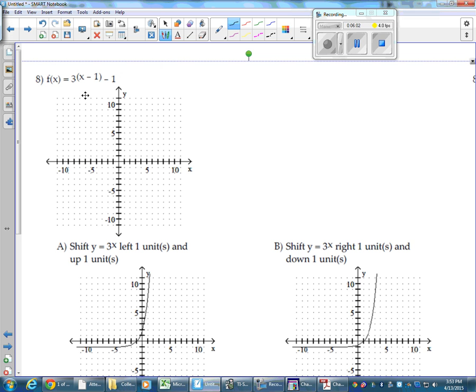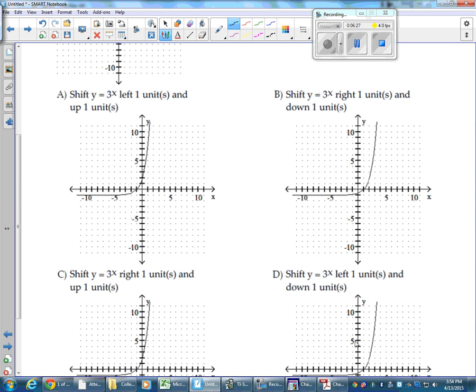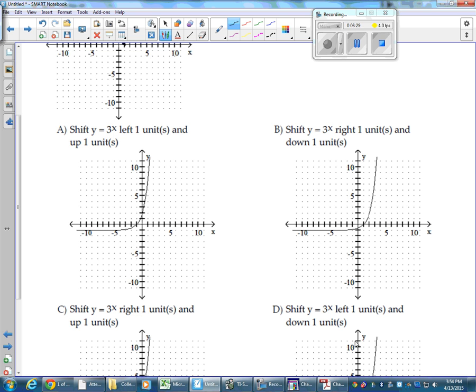Number 8, what I would look for here is a basic function goes through the points (0, 1) and (1, 3). But I need to move down 1 and to the right 1. So to the right 1 and down 1, to the right 1 and down 1. So I'm looking for something that goes through here. Looks like B, right 1 and down 1 is my answer, B.